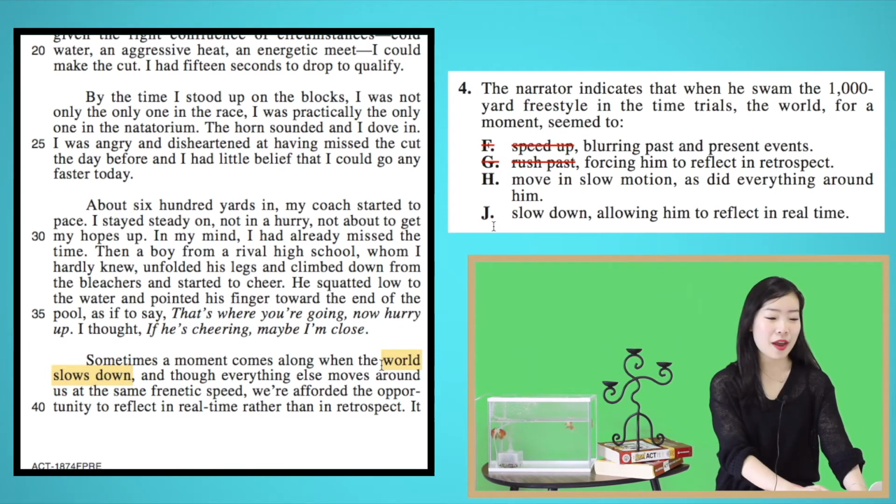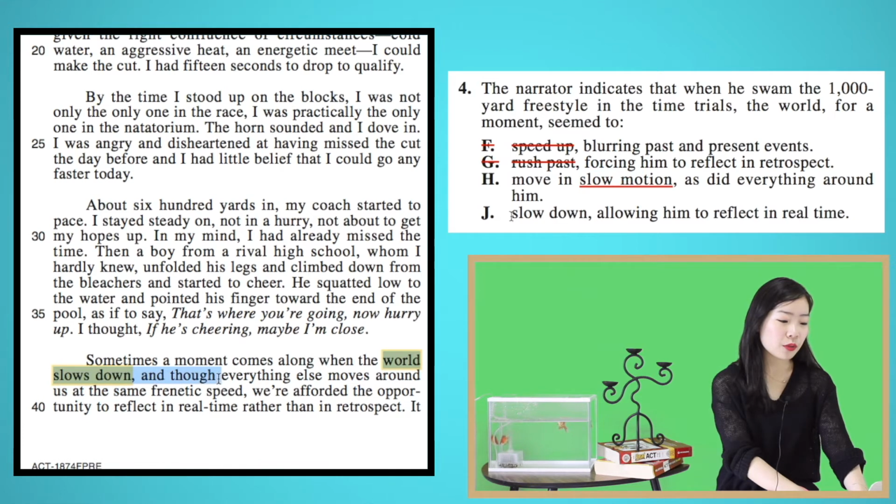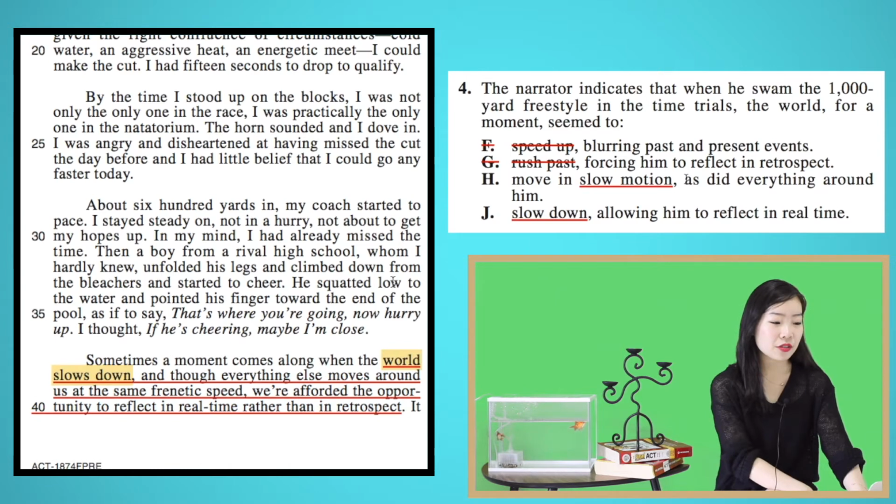Let's go back to the 4th paragraph. The world slows down, and though everything else moves around us at the same frenetic speed, we're afforded the opportunity to reflect in real time rather than in retrospect. Now we know that everything else in the world was moving at a normal speed. He was indeed reflecting in real time, so J is correct.